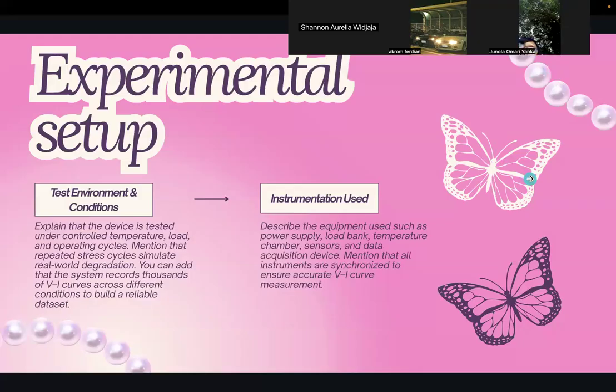After we set up the test environment and conditions, we use instrumentation. So we set up the power supply, the load bank, the temperature chamber sensors, and data acquisition devices like voltmeters, ammeters, and what else? And all the instruments, measurement devices are to be standardized and recorded and synchronized with the time step that we have already determined.